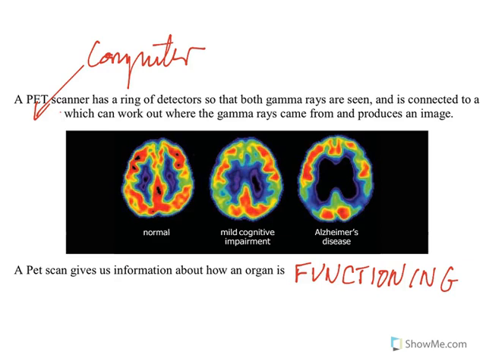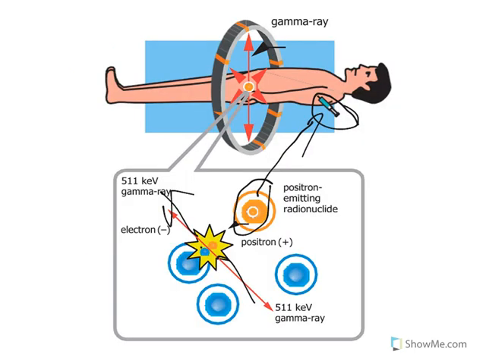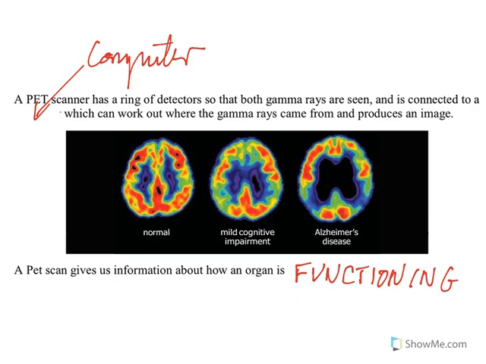So, the PET scan, because it shows us about functioning, because this radioactive material that's injected will collect in an area that's functioning in some way or not functioning in some way, as is the case that we can see here. And so you get about how the organ or whatever is functioning.